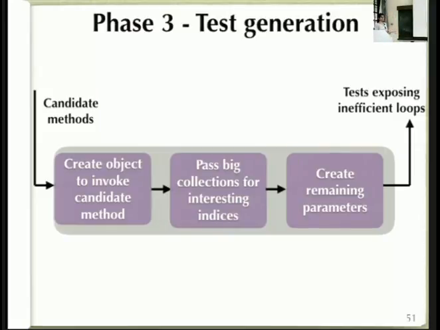We create the object to invoke the candidate method. Then we pass big collections for interesting indices. Suppose the second and third parameters are interesting indices. I don't care about other parameters. The second and third need to be sufficiently large. That's all, right? And then we create the remaining parameters, and then the test exposing the inefficient loop is generated.